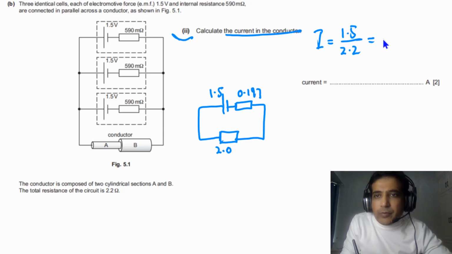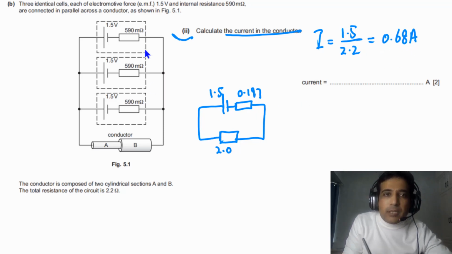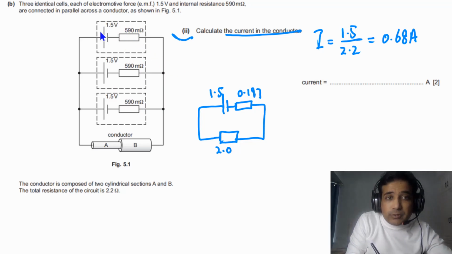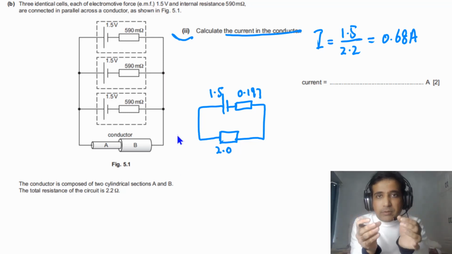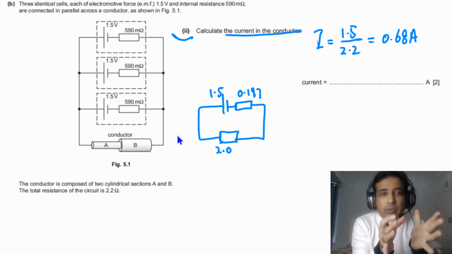So the final answer in this case will be 0.68 amps. The benefit of this circuit is that internal resistance we can decrease in this case by connecting more cells in parallel, and also we can increase the lifetime of the battery. So the lifetime of the battery will be longer and energy lost will be lower. So these are two benefits of this kind of circuits.